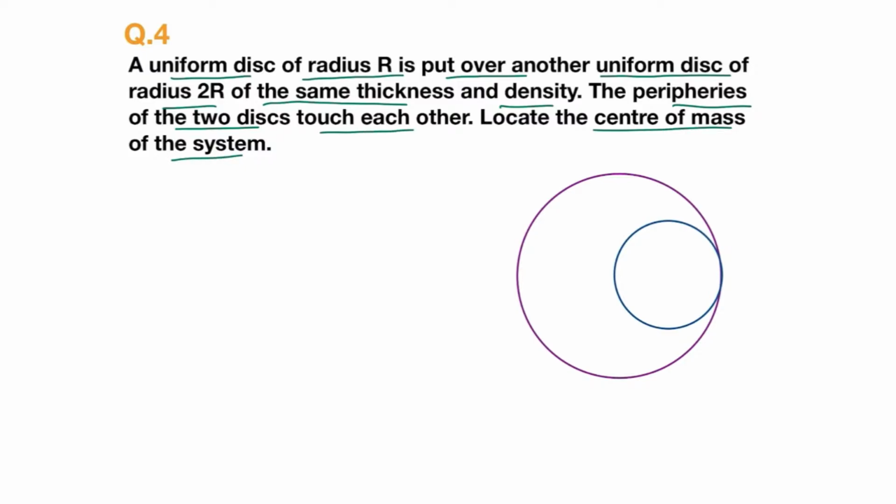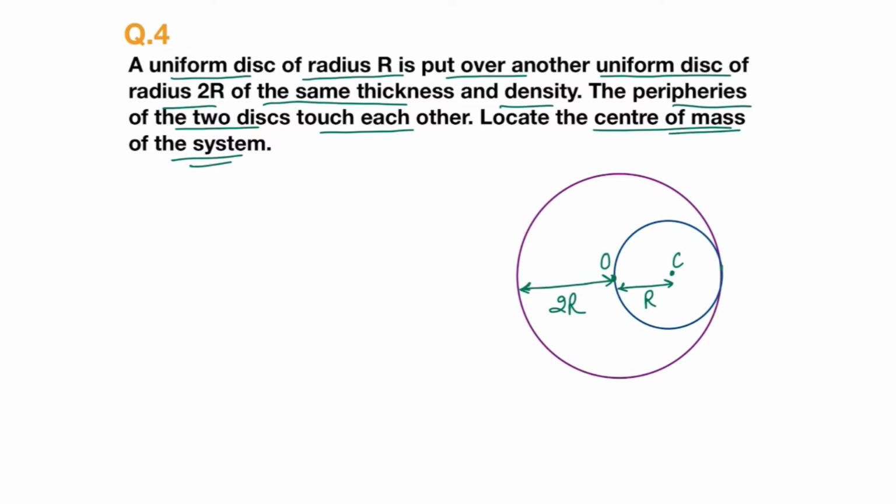So here you can see that this bigger disk is having the radius of 2r. So this is the center of the bigger disk and its radius is 2r. And this is the uniform disk of radius r. The center of the bigger disk is O and that of the smaller disk is C. Now here you can see the peripheries of these two disks are touching each other. Now we have to find the center of mass of the system.